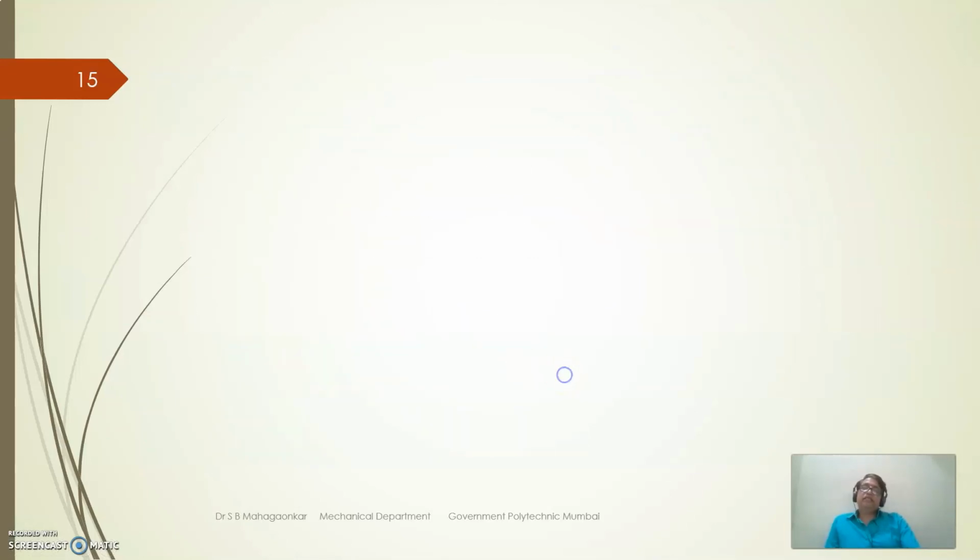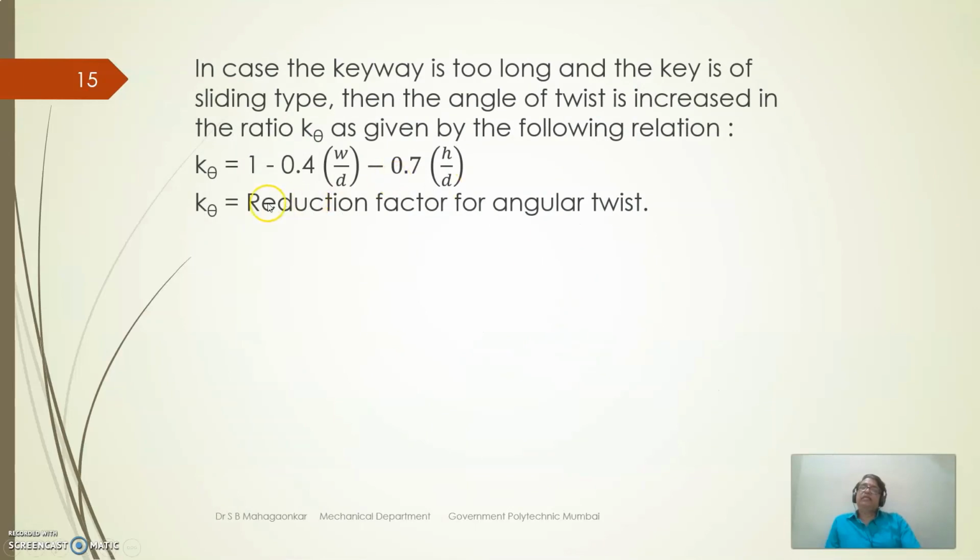If the key length is long, the twist is increased, so we use K theta, the reduction factor of the angular twist. K theta is given by 1 minus 0.4 into W upon D minus 0.7 into H upon D. Again K theta is less than 1. That is the reduction factor with keyway and without keyway. These are the equations he formed experimentally.